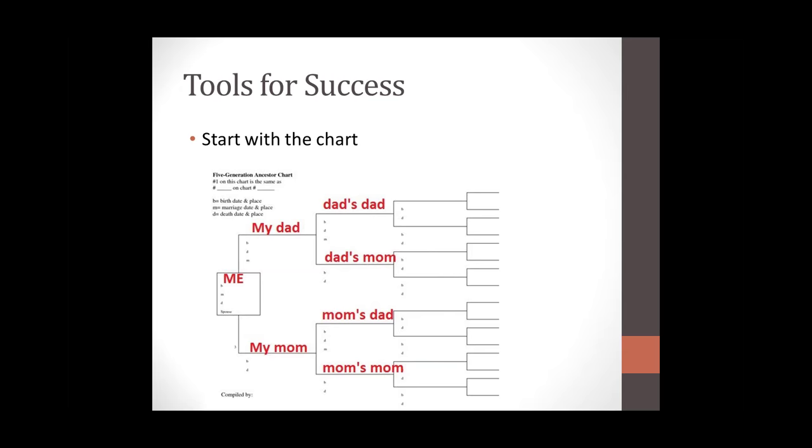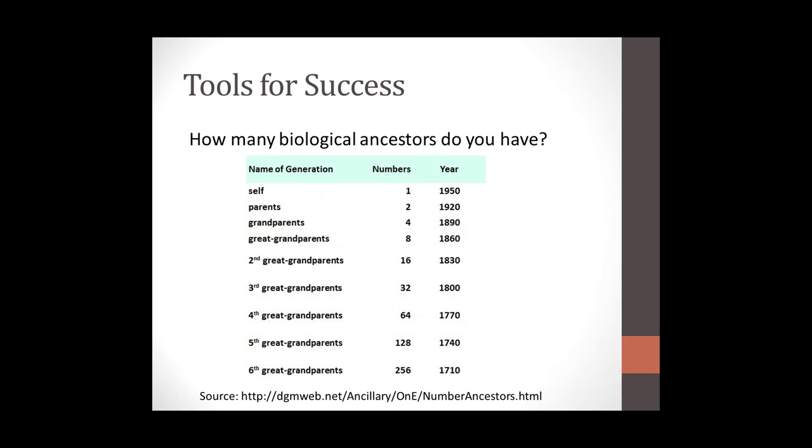So that's one thing that I recommend doing, just to house that information that you think you already know. The other thing to keep in mind is, how many ancestors do you really have? The numbers can get quite large quite quickly. So I just took a screenshot here of, if you start with yourself and then you add your parents and your grandparents and your great-grandparents, there's a mathematical model here where you have an increase every time.